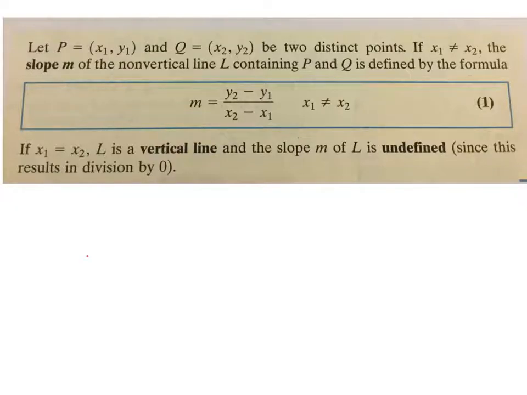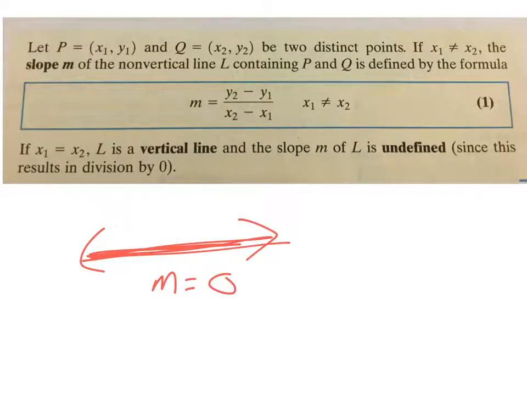If you ever have a horizontal line, we should know right off the bat the slope of that line is 0. And a vertical line, straight up and down, has an undefined slope.